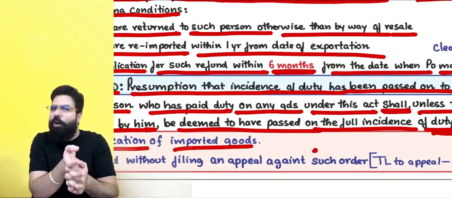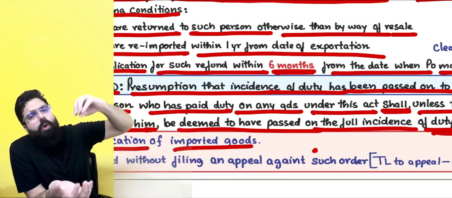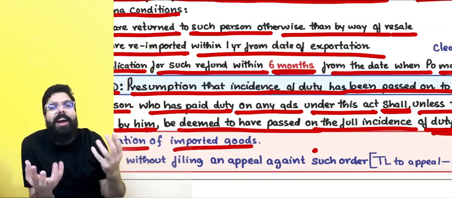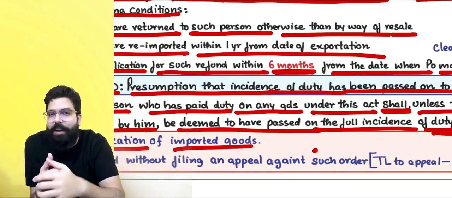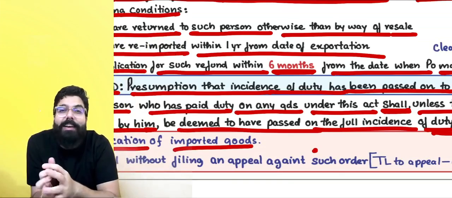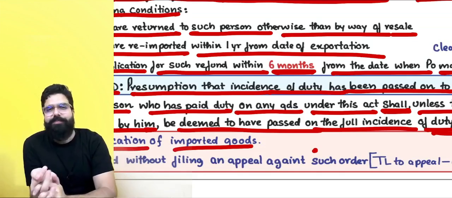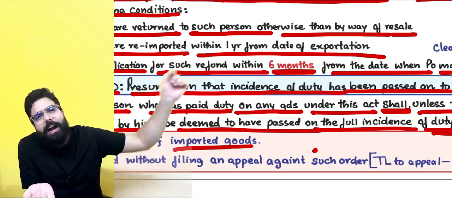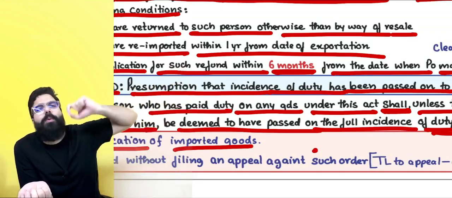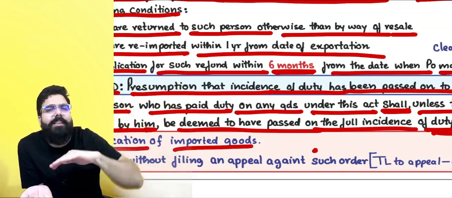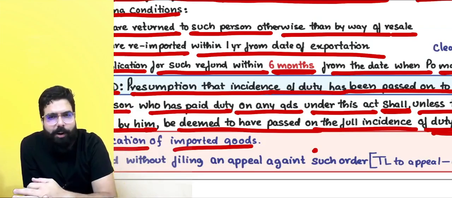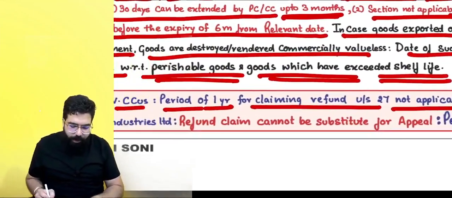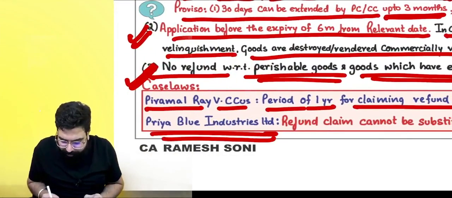The government will say, okay, what you had gone ahead and paid. So the court held that what you had paid was not duty. And the 1 year in Section 27 is applicable only when it is duty. In the Piramal Ray case, they held the amount should be refunded to Piramal Ray. Basically, in this scenario, the time limit of 1 year shall not be applicable. Got it, sir. Next.